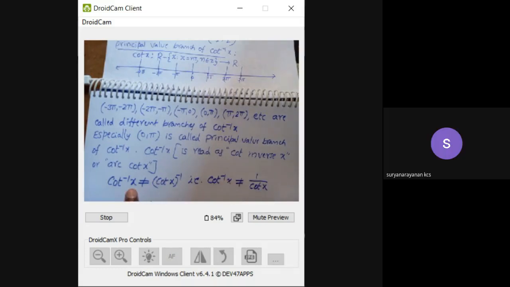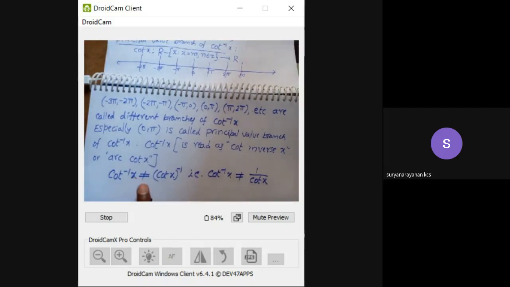Same rule. As we have followed the same rule for the previous inverse trigonometric functions, we follow the same. Cot inverse x is not equal to cot x whole inverse. This is an inverse trigonometric function. The reciprocal of cot x is different. That is, cot inverse x is not equal to 1 by cot x. Okay, my dear children.